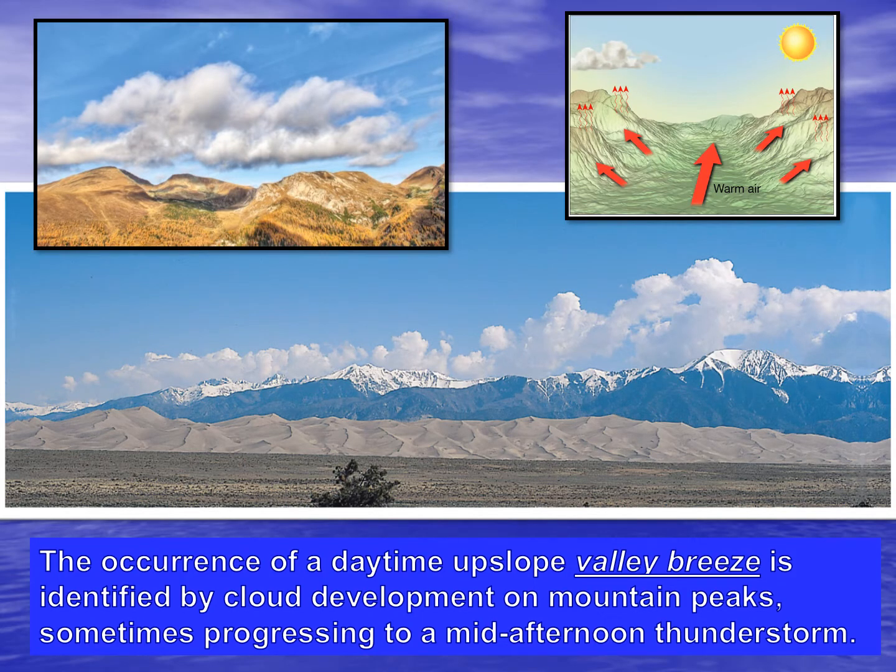Okay, so the occurrence of a daytime upslope valley breeze can be identified by cloud development on mountain peaks. And occasionally this might progress to a mid-afternoon thunderstorm. So this kind of goes back to our lifting mechanisms, which we covered at the end of chapter 4. Remember orographic lifting? If there's a mountain range there, well, that is just the perfect lifting mechanism. And that air can rise, and then it will expand and cool adiabatically. It will hit the dew point temperature or below, and if there's some moisture content to it, then you're going to get condensation. You're going to form clouds, and perhaps you'll form a mid-afternoon thunderstorm if there's enough moisture in that air mass.